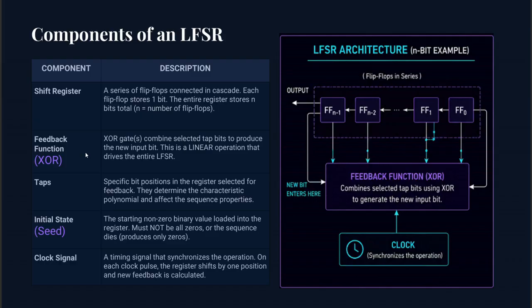The second component is the feedback function. This is the heart of LFSR. Selected bits from the register are combined using XOR gates. The XOR result becomes the new input bit inserted into the register. Because XOR is a linear operation, the entire structure is called a linear feedback shift register.